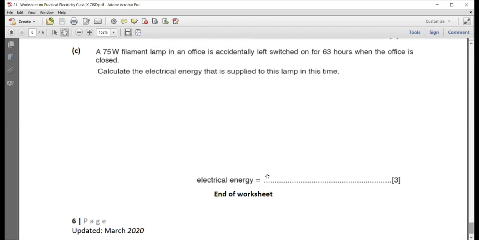How to find the electrical energy in the MCQ part. Yesterday we discussed E equals VIT, that formula, and here we already have power, so the formula should be E equals P into T, right? This way we can find the electrical energy.